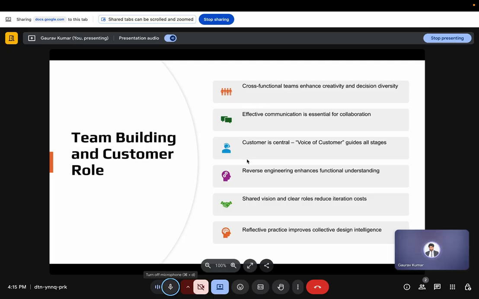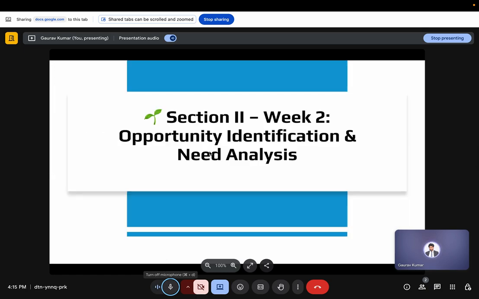So this is what we have learned in the first week of this course. Now we are moving into week two, that is called opportunity identification and need analysis. Whatever we have learned in week two, we are now quickly trying to cover all the concepts in this slide.